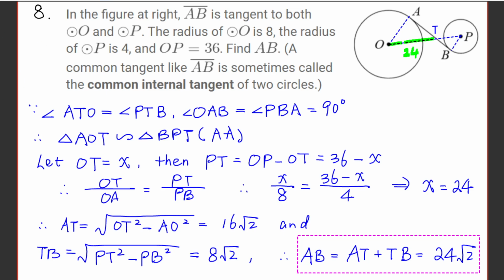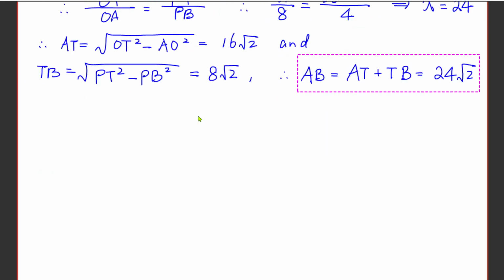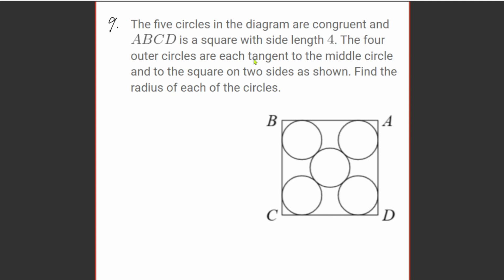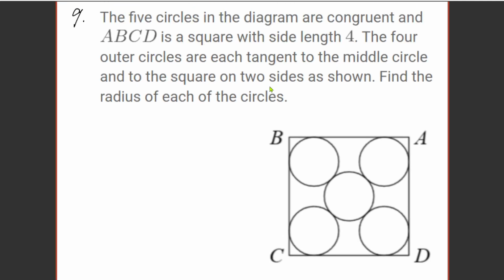Alright, if you don't have any questions, let's have a look at question number 9. So here we have 5 congruent circles in the diagram, and ABCD is a square with side length 4. The 4 outer circles are each tangent to the middle circle and to the square on 2 sides as shown. Find the radius of each of the circles.